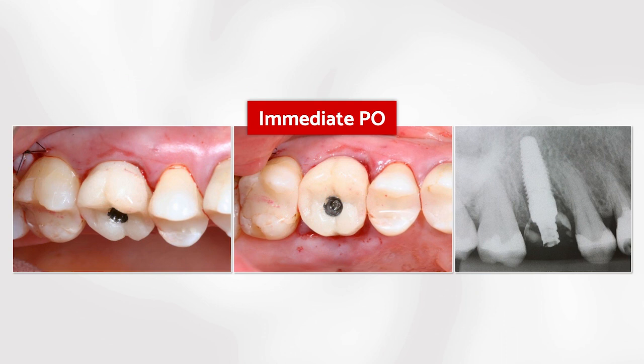This is the immediate post-op after provisional restoration in place, a screw retained provisional restoration. This is our preference, regardless of the tooth to be replaced. Upper, down, anterior or posterior, doesn't matter. Screw retained restoration is one of the keys to succeed with the IDR technique.